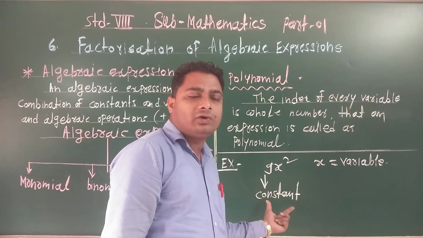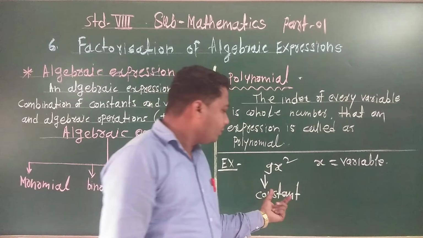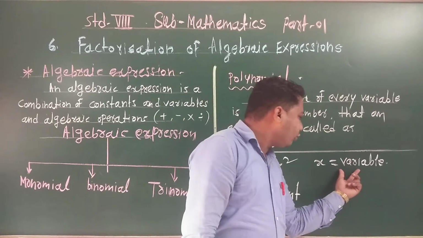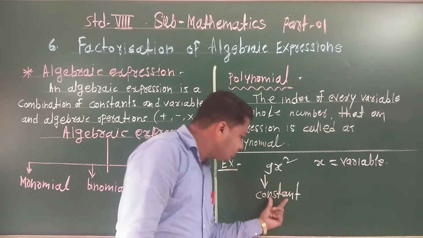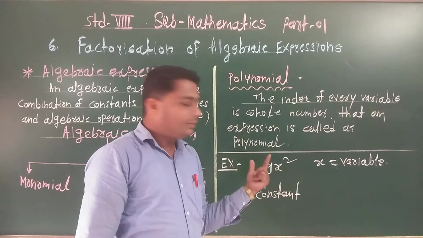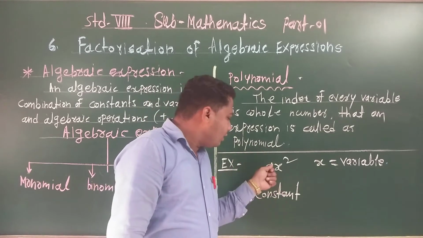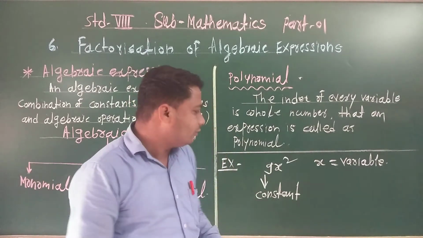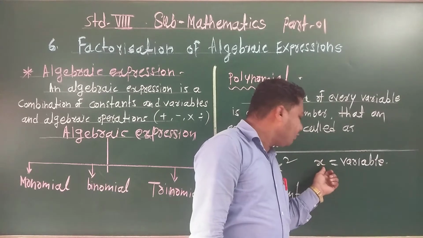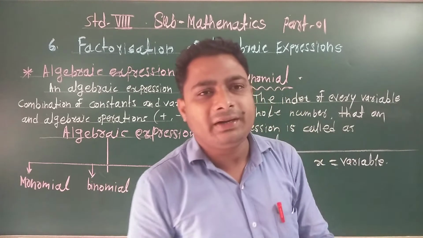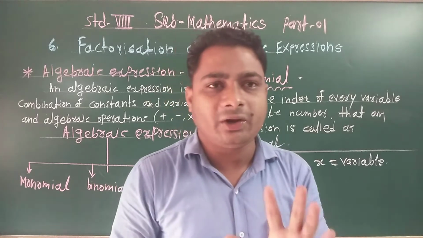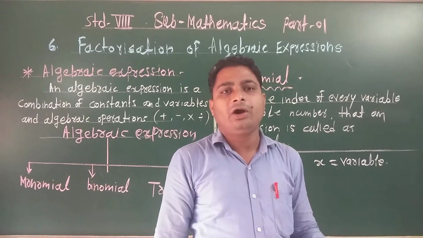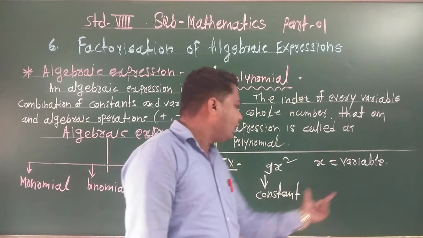9 is a constant value, also called the coefficient, and x is the variable. x is not a fixed value, and 9, the constant, is a fixed value. Every constant is a fixed value, and if the given letter is a small letter from a to z, any one of these is a variable, which is not a fixed value. So that is the constant and variable.